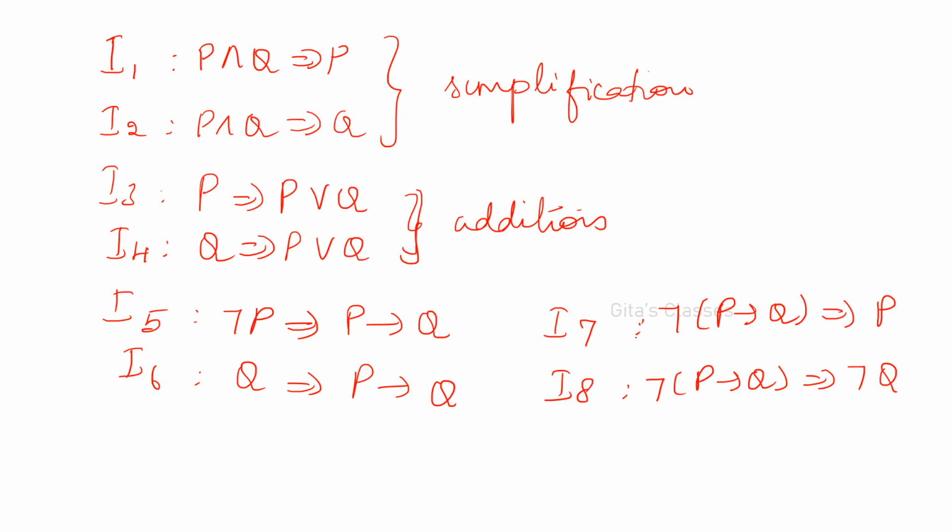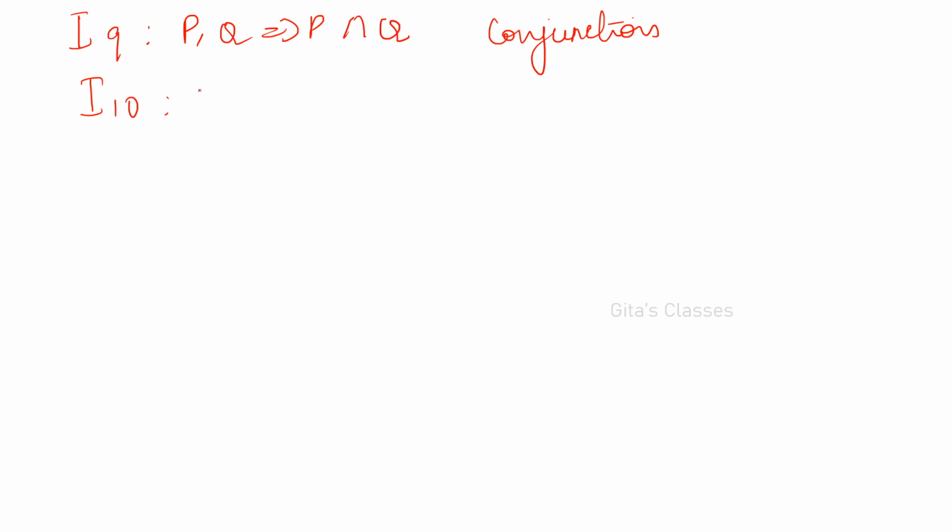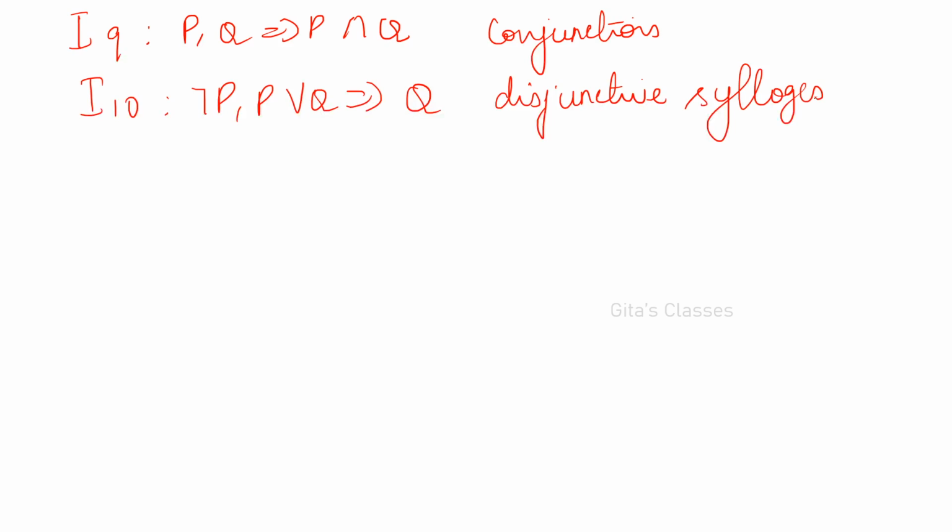Okay. Then I9. I9 is P comma Q implies P and Q. It is called conjunction. I10, not P comma P or Q implies Q. It is called disjunctive syllogism. I11, P comma P conditional Q implies Q. It is modus ponens.